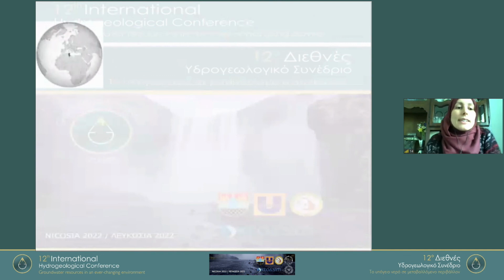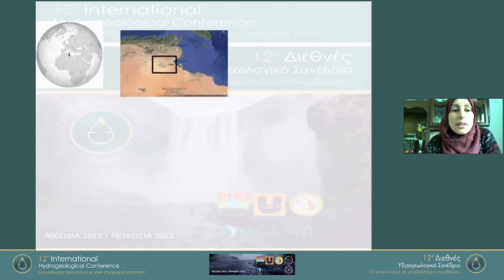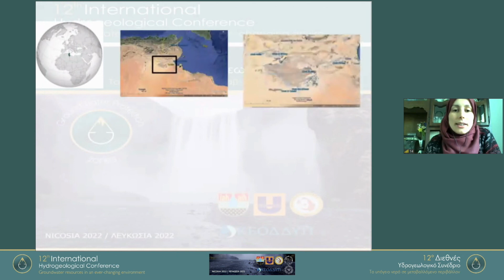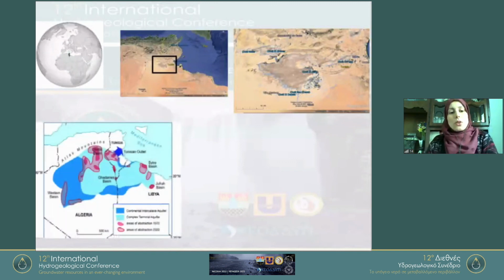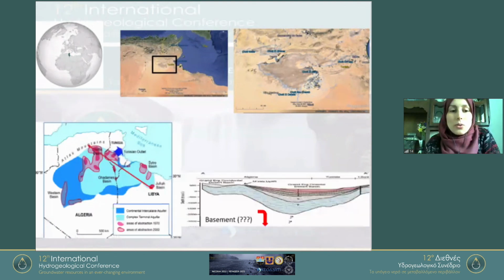Tunisia is located in North Africa, as we know, in the southern part. We will draw attention to the discharge area, which is called the shots. It represents the important lakes in Tunisia. In a temperate climate it is equivalent to wetland. The main distribution of groundwater beneath is presented in the map, and the cross section represents the important stratigraphic information, where basement rock is not shown.